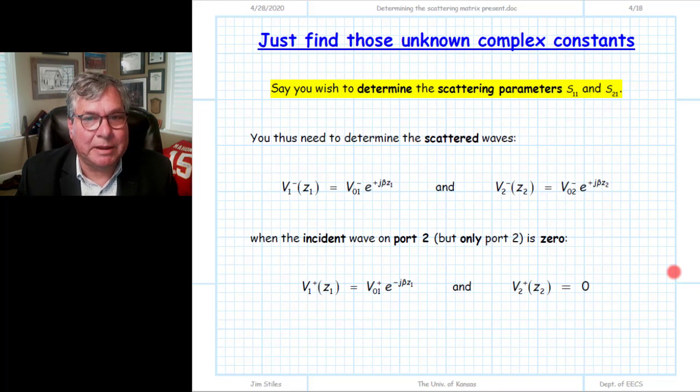So symmetry is going to be a big help when it comes to doing the analysis. If we have a 4-port device, it seems like we'd have to come up with 16 different scattering parameters, but again, because of symmetry, it turns out often we have far fewer numbers that we need to determine.